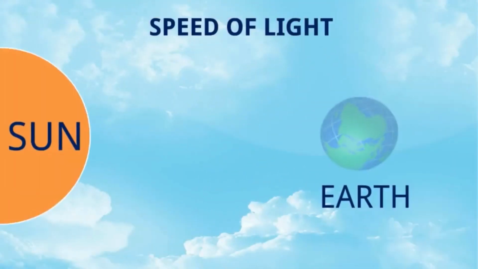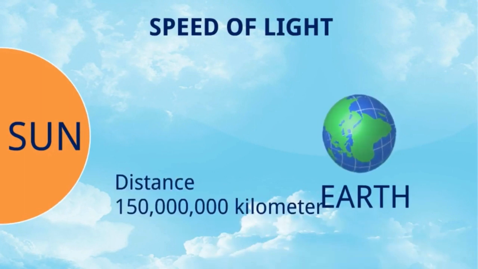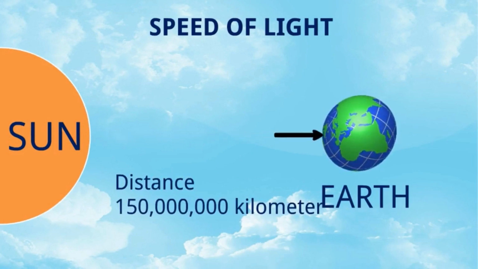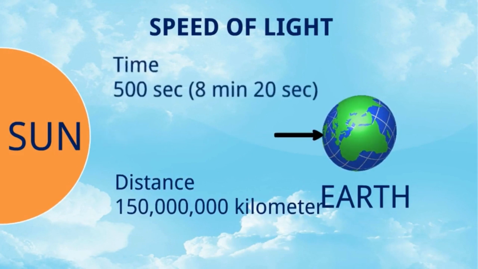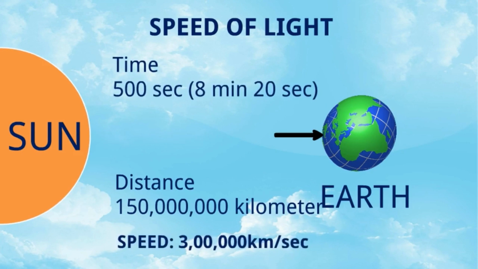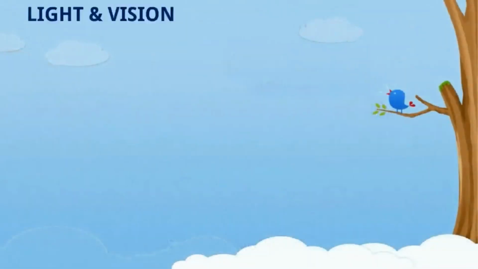Speed of light. We know light comes from the sun, and that is why day is formed, and we see all these things. The distance between the sun and the earth is 150 million kilometers. Do you know how much time light takes to travel this path? It is only 500 seconds. That means 8 minutes 20 seconds. So light is the fastest thing in the universe. Its speed is 3 lakh kilometers per second.